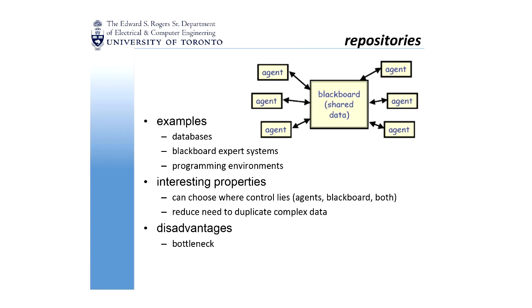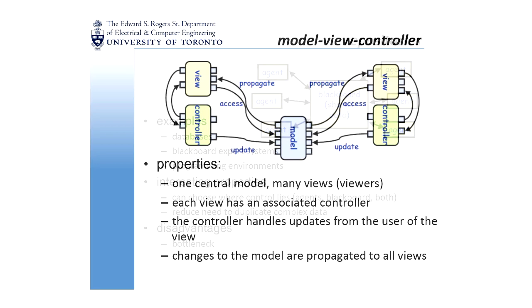Repository architectures like central databases or Blackboard expert systems revolve around a shared data store. This reduces the need to duplicate complex data across different agents. You can choose to put control in the agents, the Blackboard, or both. The primary risk here is that the central repository can become a performance bottleneck.